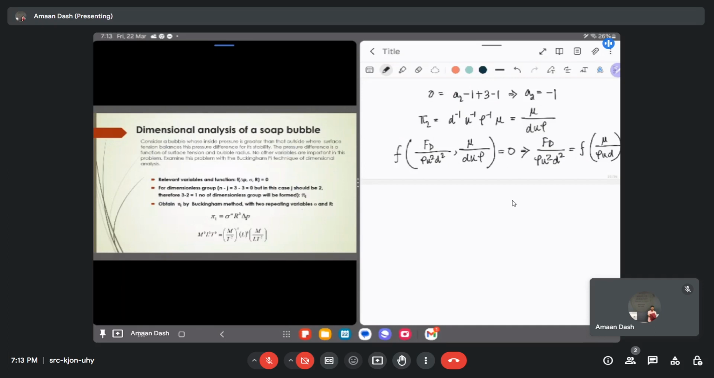Here also there is one interesting thing. You can see the number of variables here are 3, and the number of fundamental dimensions are also 3. So instead of j is equal to 3, here j will be 1 less, that means 3 minus 1, that is 2. And therefore the number of non-dimensional groups will be 3 minus 2, that will be 1.